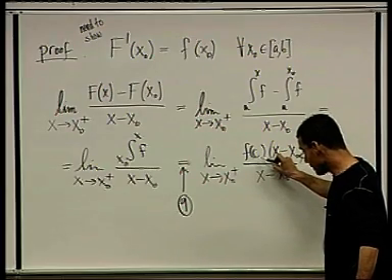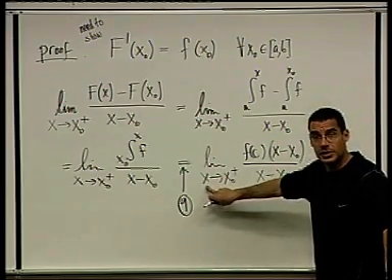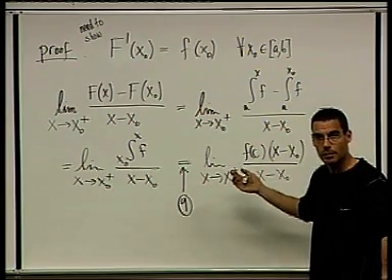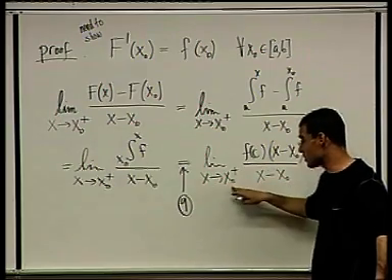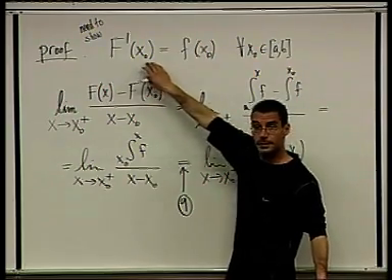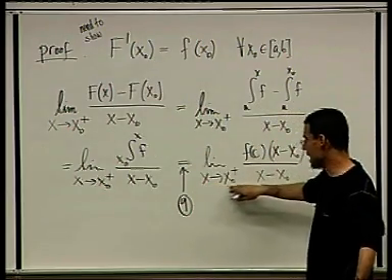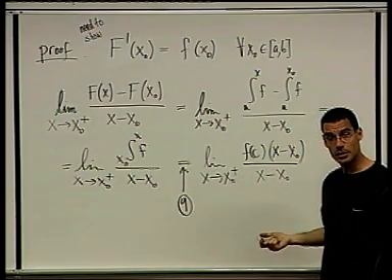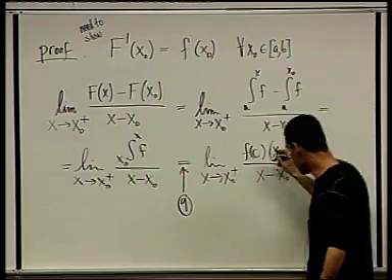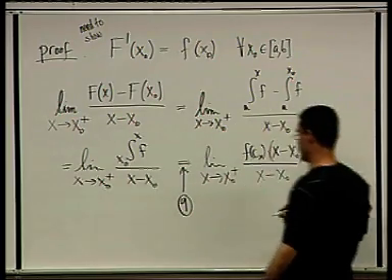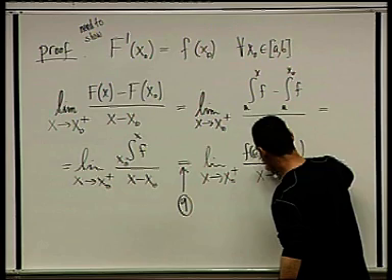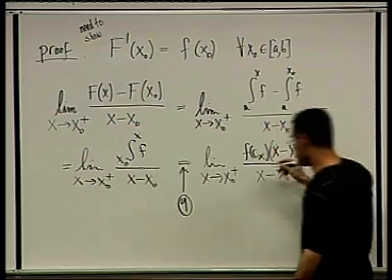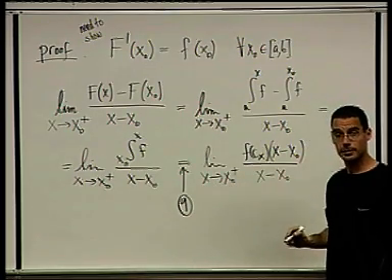You get a different c for different x's. c is between x and x0, between a and b in the original theorem, right? So c is between x and x0. x0 is fixed. But x approaches x0. For different x's, you get different c's. Do you agree? So I'm going to call this c sub x, in order to emphasize that it's not a fixed c, it's a c that depends on x. Okay?